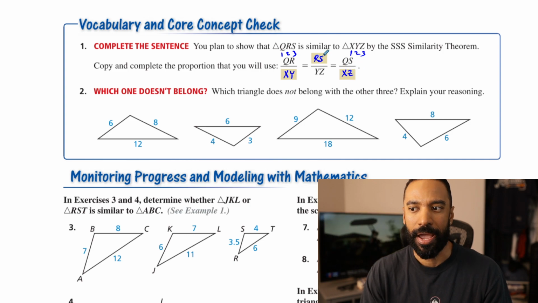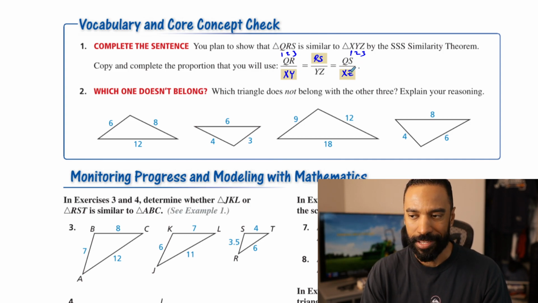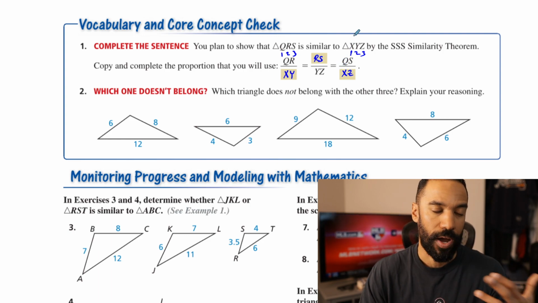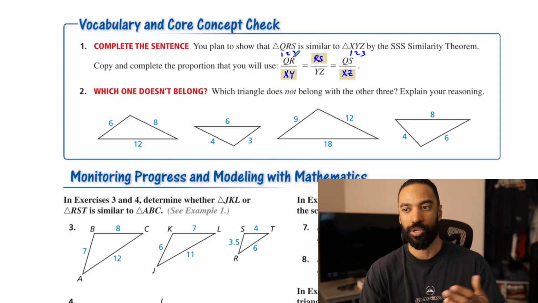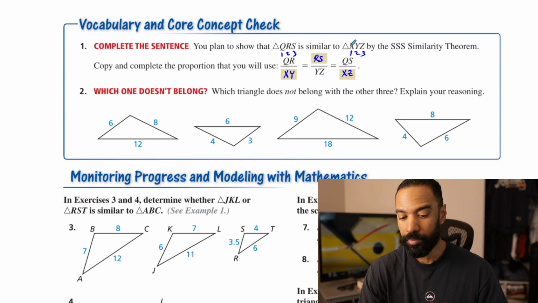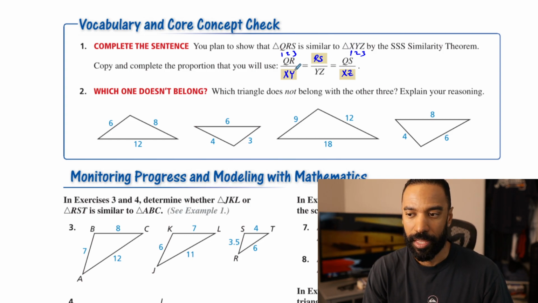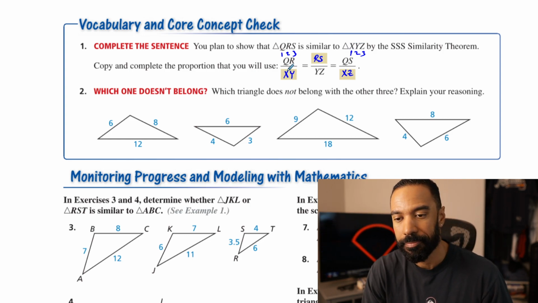Now you might ask, can I write SR? Can I write YX? Can I write ZX? Yes, you want to tend to put parts that correspond so that you follow that letter order. But yes, you can. It's still that length. Length of XY and length of YX, same thing.